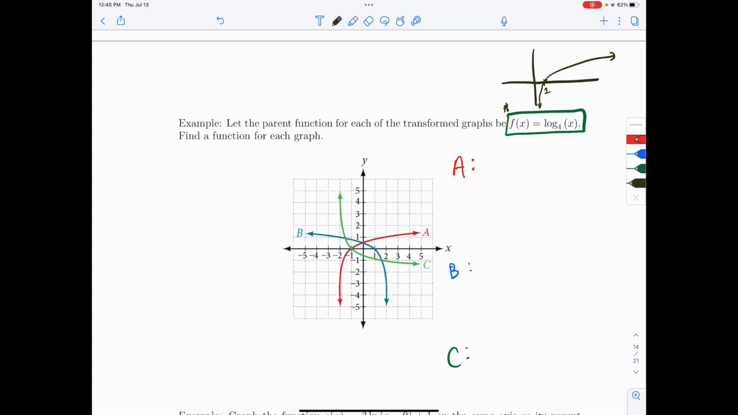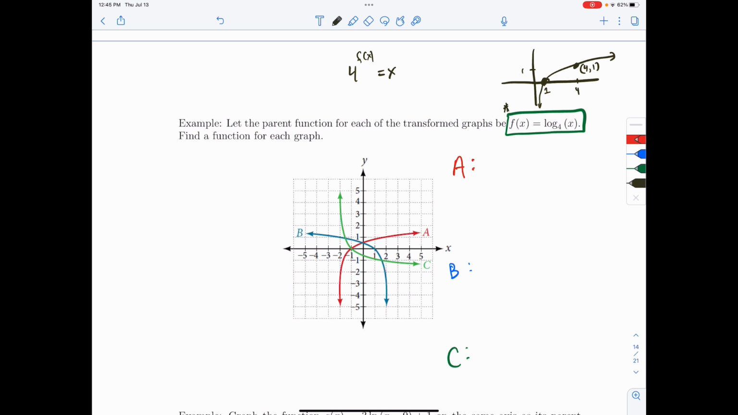If I wanted to, we know that the x-intercept is 1. If I wanted to find the second point, you could say 4 to the f of x is equal to x. When f of x is 1, I get an x value of 4. So it's going to be 4 here, 1 here. So this point is (4, 1). Okay, so thinking about the graph of that parent function, let's see how things are going to change to get these transformed functions.